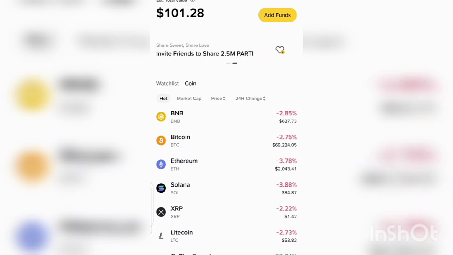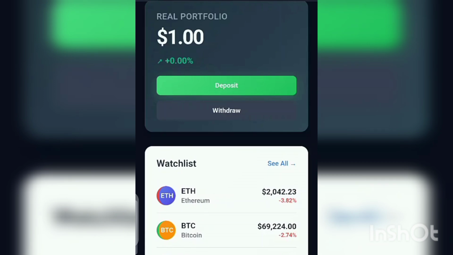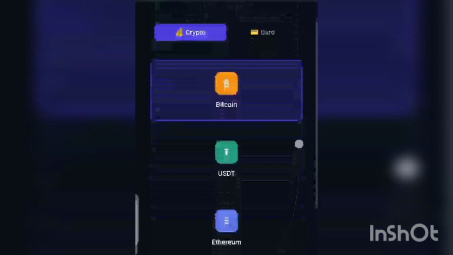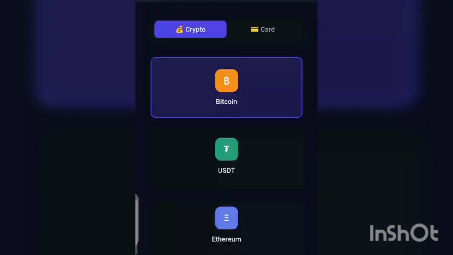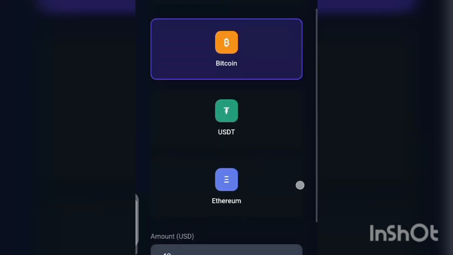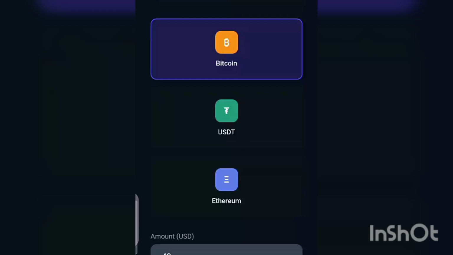So if you take a look at my account here, this is the automated bot which we are going to be using to carry out this particular trade. I have only put 1 USDT here. So I'm going to be making a deposit here, and I'm going to be selecting USDT, TRC20. I'm gonna be very fast on this video because I don't want it to take much time.